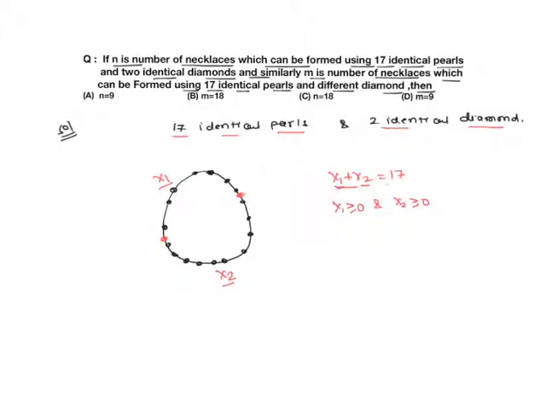So solution of this equation is what? 17 plus 2 minus 1 C 2 minus 1. This will become 18C1. So there are 18 ways.